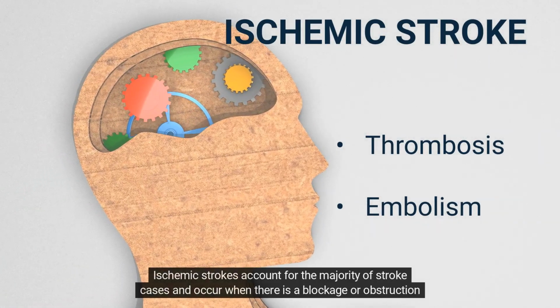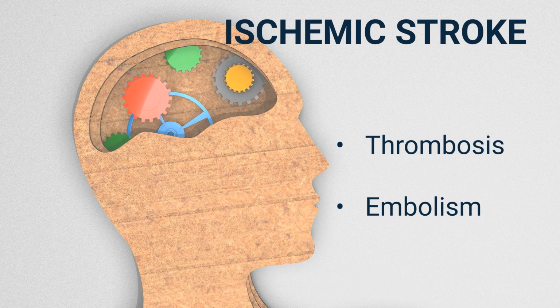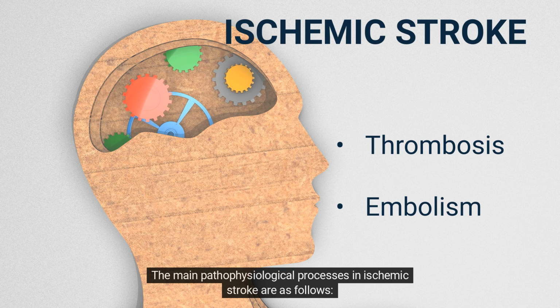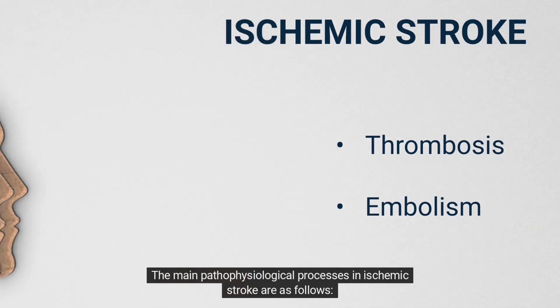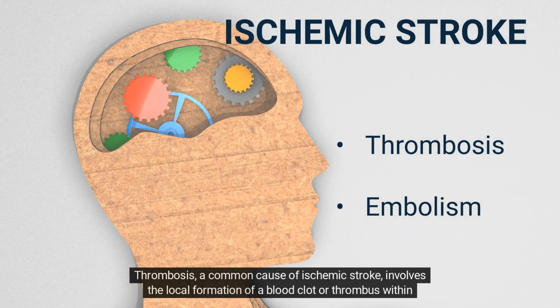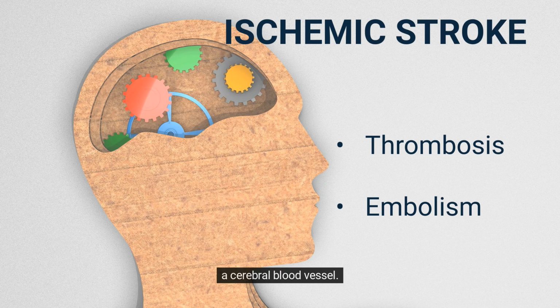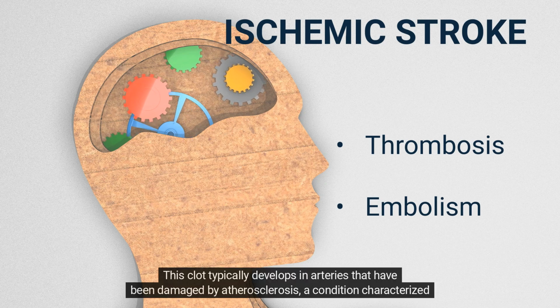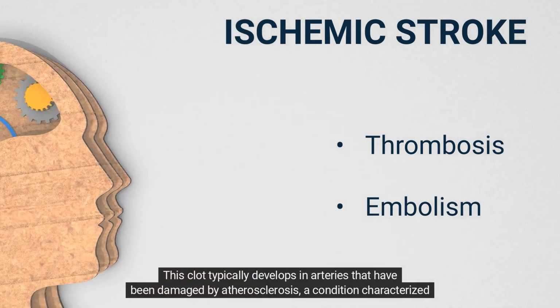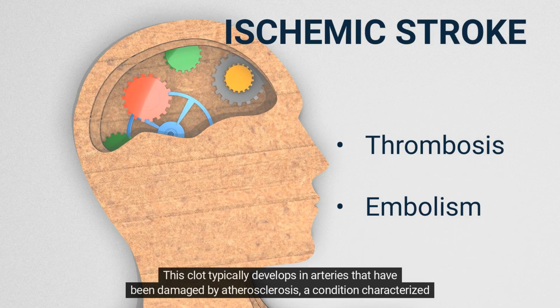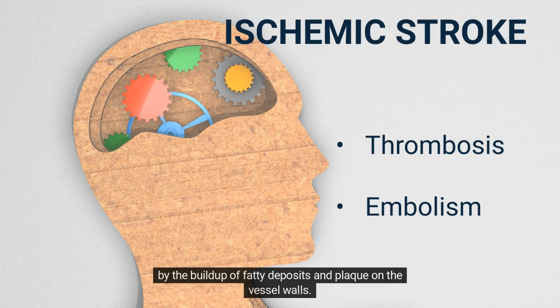Ischemic strokes account for the majority of stroke cases and occur when there is a blockage or obstruction in a blood vessel that supplies the brain. The main pathophysiological processes in ischemic stroke are as follows. Thrombosis, a common cause of ischemic stroke, involves the local formation of a blood clot or thrombus within a cerebral blood vessel. This clot typically develops in arteries that have been damaged by atherosclerosis, a condition characterized by the buildup of fatty deposits and plaque on the vessel walls.